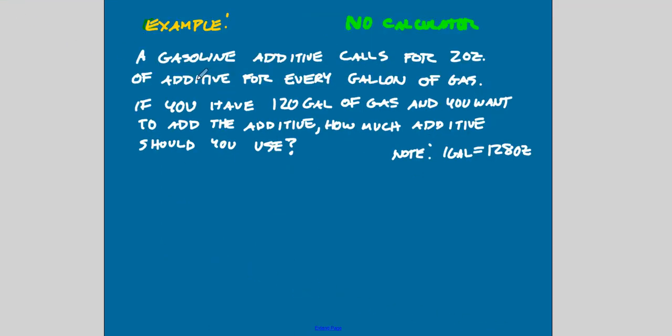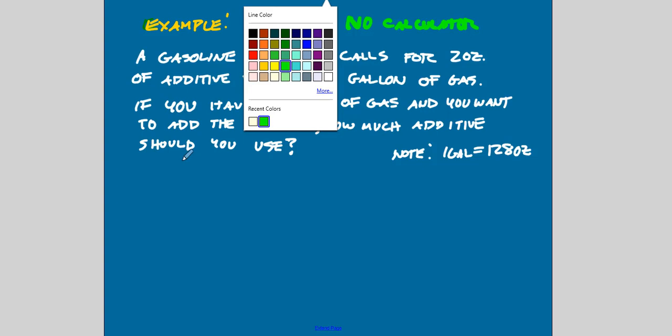Okay, so no calculator again, so this is an example. A gasoline additive calls for 2 ounces of additive for every gallon of gas. If you have 120 gallons of gas and you want to add the additive, how much additive should you use? So notice a gallon is 128 ounces. So I'm going to set up a ratio here and then a proportion.